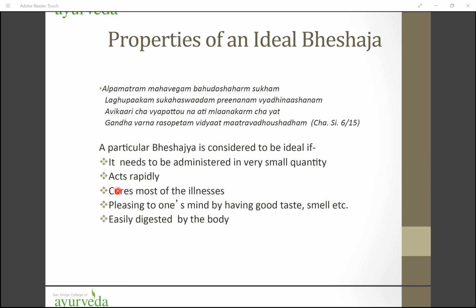Once you've got the paste, you can even roll your own butties. So in order to do that, you need to follow these basic principles, to say that the quantity that you administer is very little, and it should digest easily, and all that. You need to keep all this in mind when you make your own combination of kalkas or churnas or kashayams or whatever, right?